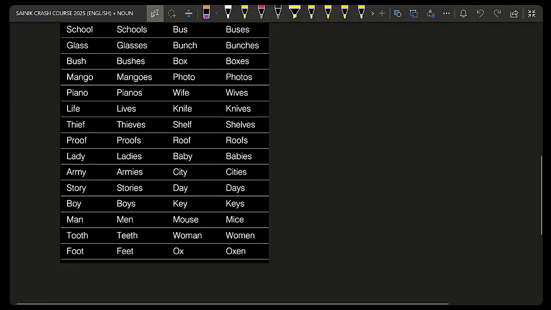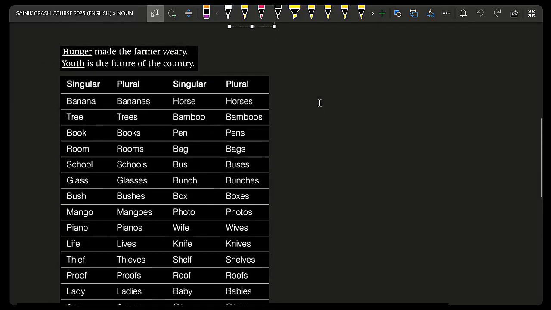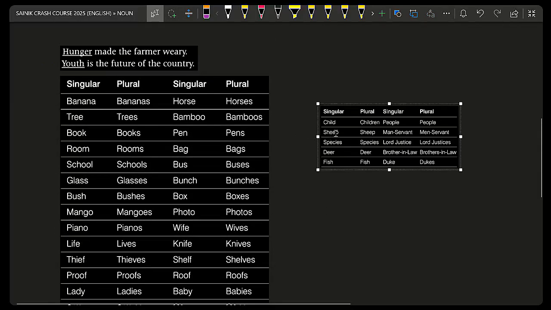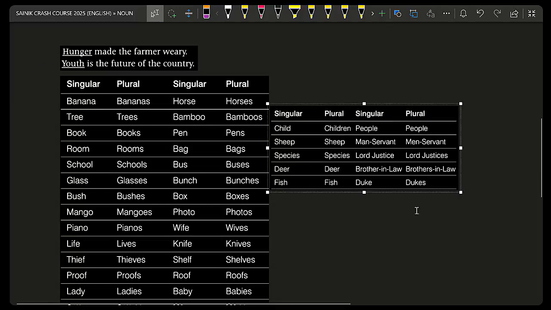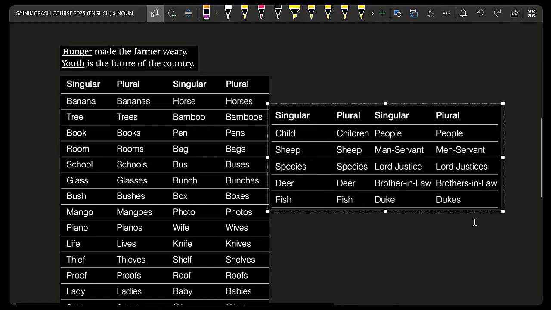And then we have some exceptions we have already seen that I'm going to revise quickly. Some singular plural forms look somewhat different. So what are they? You can see here. Singular and plural. Child, children. Sheep, sheep only. Species, species. Deer, deer. Fish, fish.